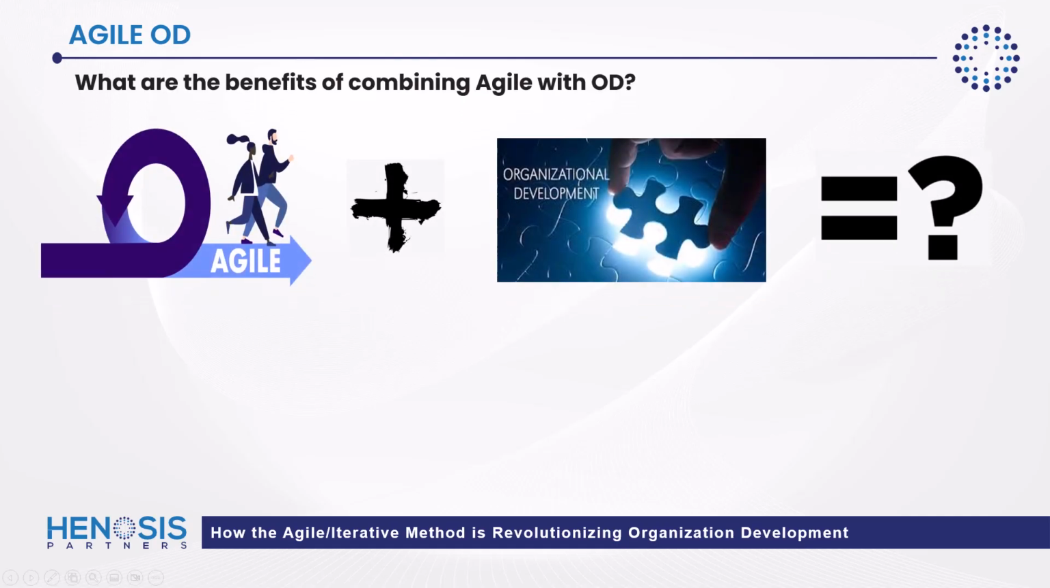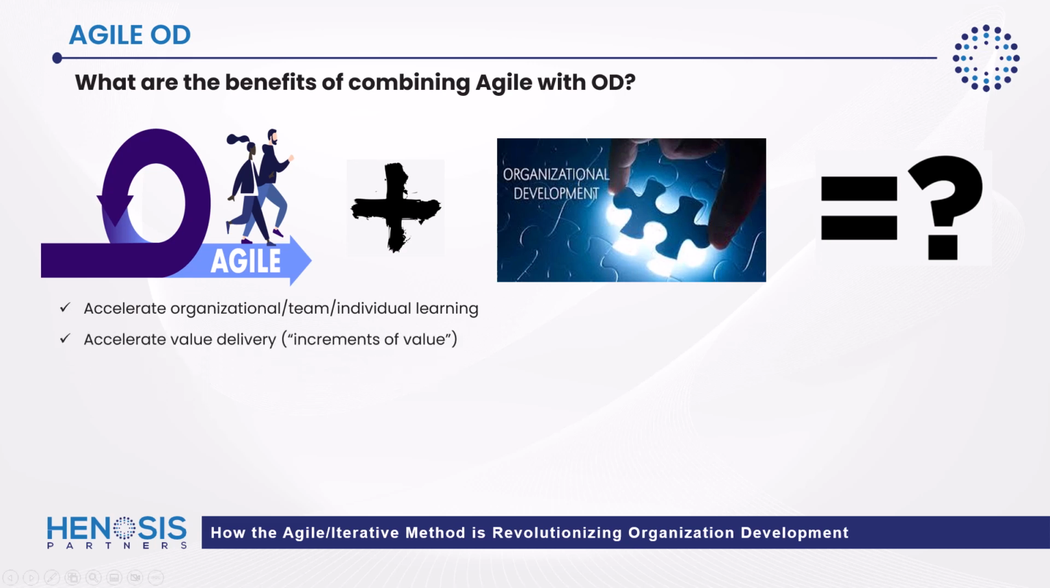Next, we address the question, what are the benefits of combining Agile with OD? Well, as it turns out, there are a number of benefits that accrue to an organization when they integrate the Agile iterative method with OD. For example, such integration helps accelerate organizational, team, and individual learning. It helps accelerate value delivery, as we're delivering in increments of value. It positions a company to better adapt and respond to fast-changing conditions.